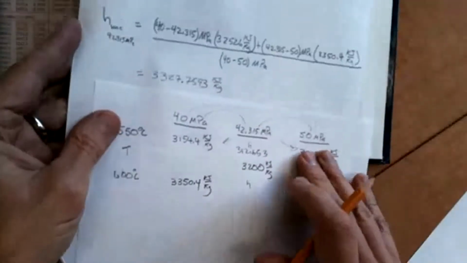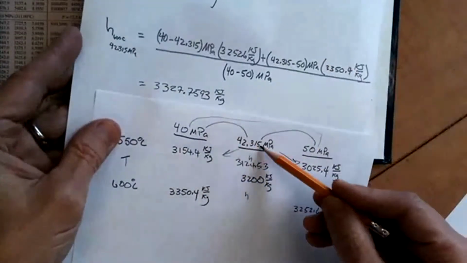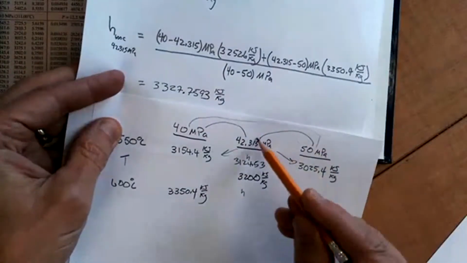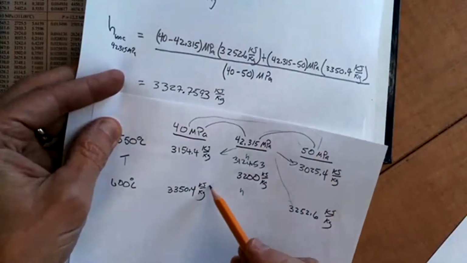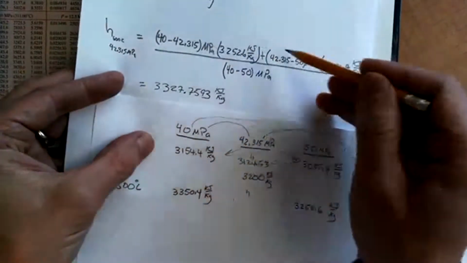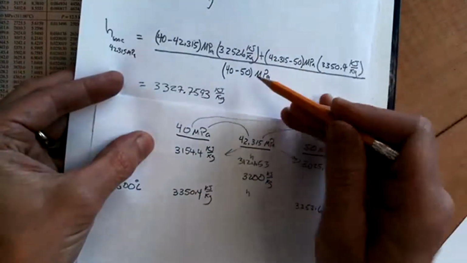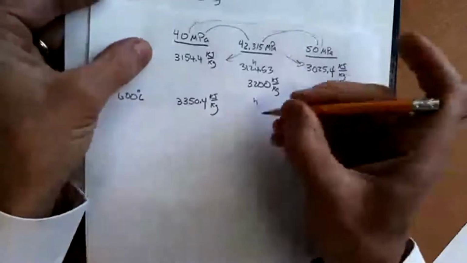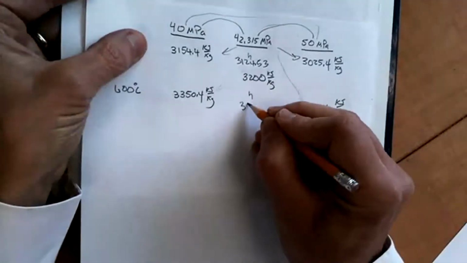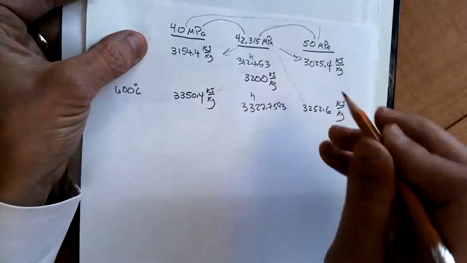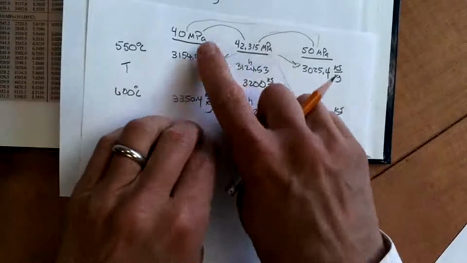If I interpolate again between the next set of values, you can see what I'm going to get. Here's the interpolation for 40 minus 42 times this, and then 42 minus 50 times this 3550. That's what I've set up here. Divided by the 40 minus 50, and I get 3327.7593.